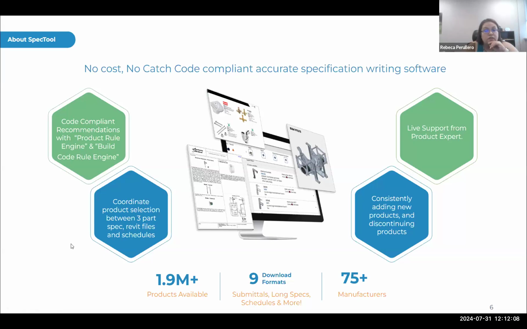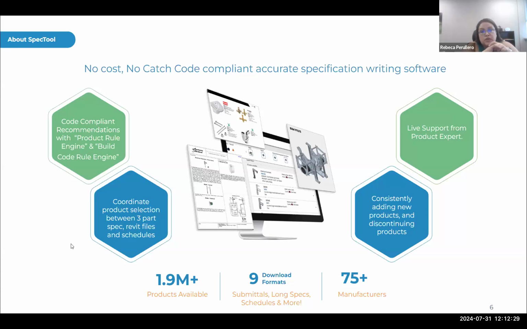And as you configure these products, it also means that you can download customized specifications, not just the manufacturer spec sheet, not just the Revit files, not just the schedule, but coordinating all of those 3 documents to match the products that you selected.